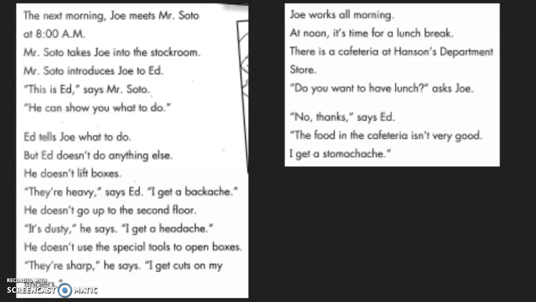There is a cafeteria at Hanson's department store. "Do you want to have lunch?" asks Joe. "No, thanks," says Ed. "The food in the cafeteria isn't very good. I get a stomach ache."